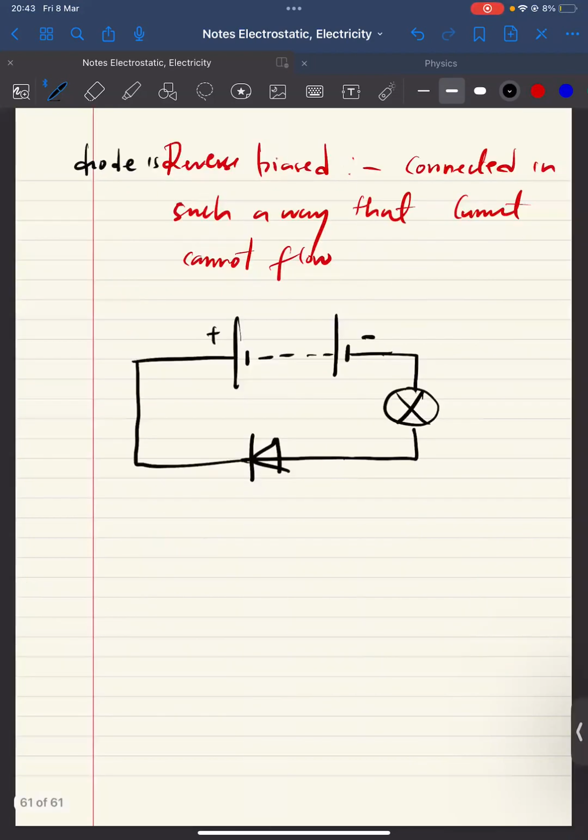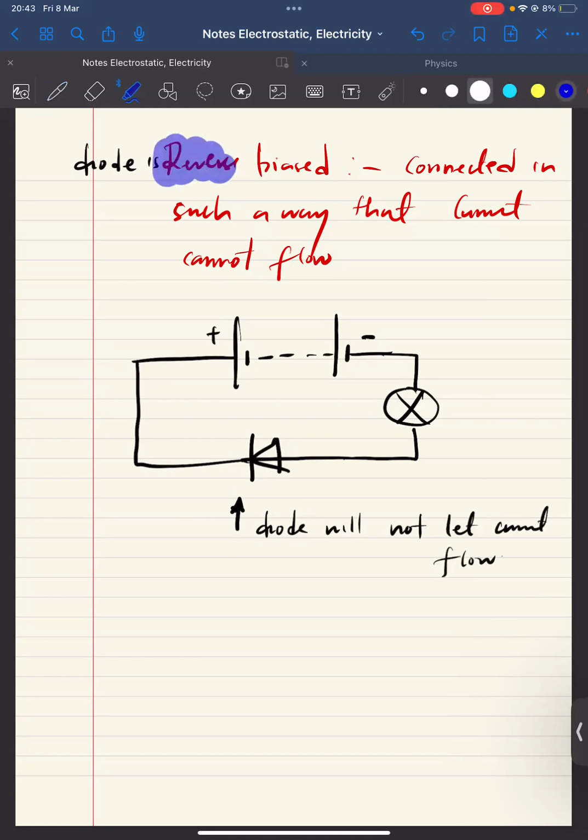This one will not. Why? If you follow the flow of current, the current is going in this direction, from positive to negative. But the diode is opposite. The direction of the diode is opposite, so at this point it will not allow current to flow. So when it is connected like this, we say the diode is reverse biased.